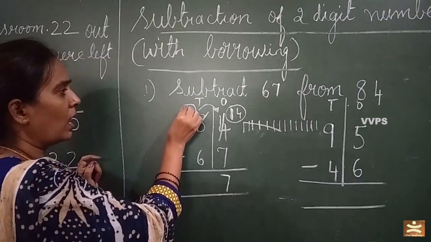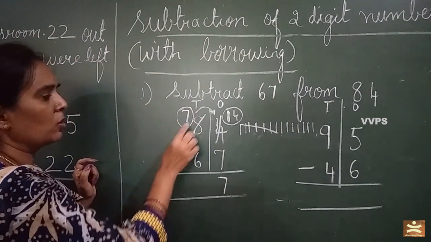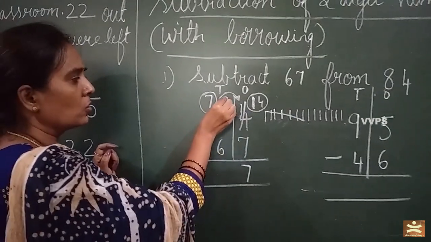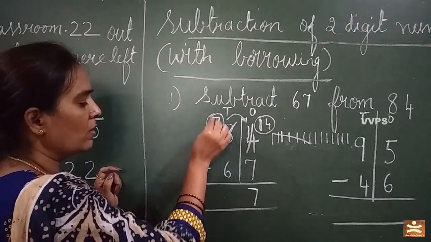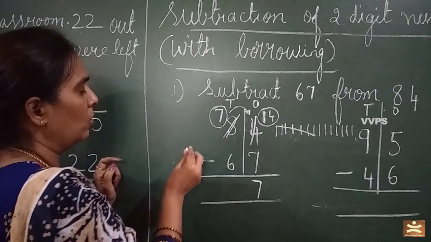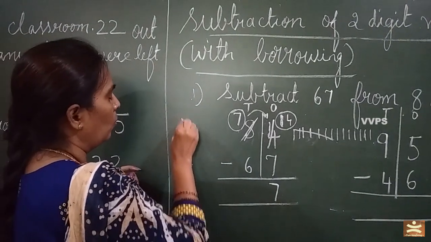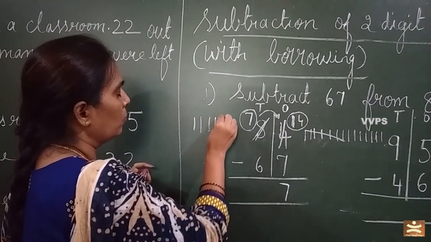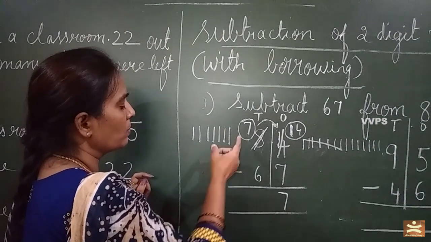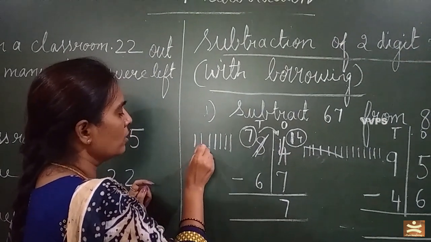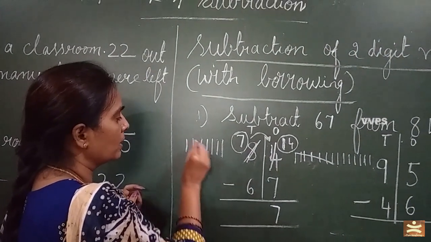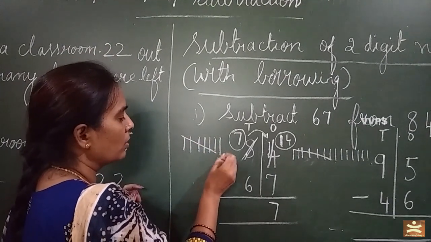Now you have your 7. Okay, because you have given 1 to the ones place. So you have here only 7. From 7 you have to subtract 6. Okay, 7. 1, 2, 3, 4, 5, 6, 7. So from 7 you have to subtract 6. 1, 2, 3, 4, 5, 6. 6 goes, it means remaining what, children? 1.